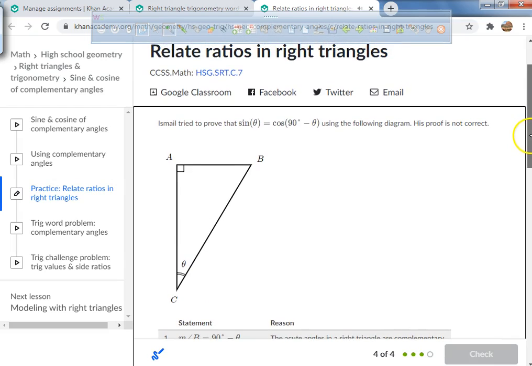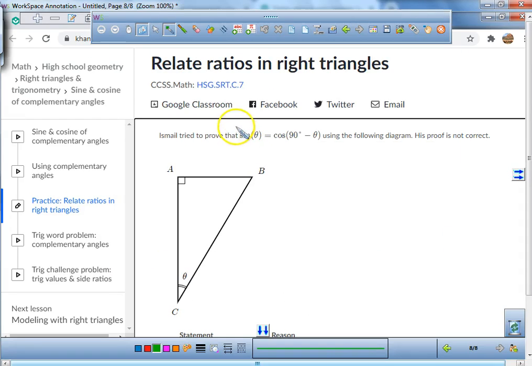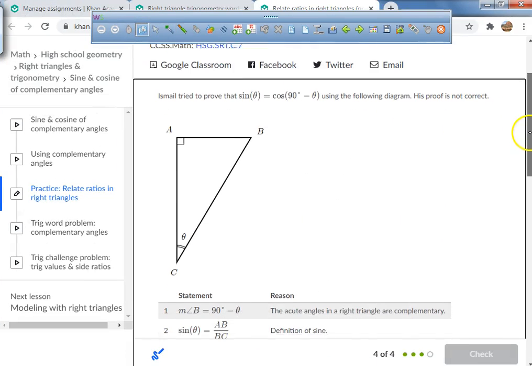All right, so here we go. Looks like Ishmael tried to prove that the sine of theta equals the cosine of 90 minus theta. Well, that is true. This is definitely true, but his proof is not correct. So what we're going to try to figure out is where he went wrong. All right. So let's take a look.